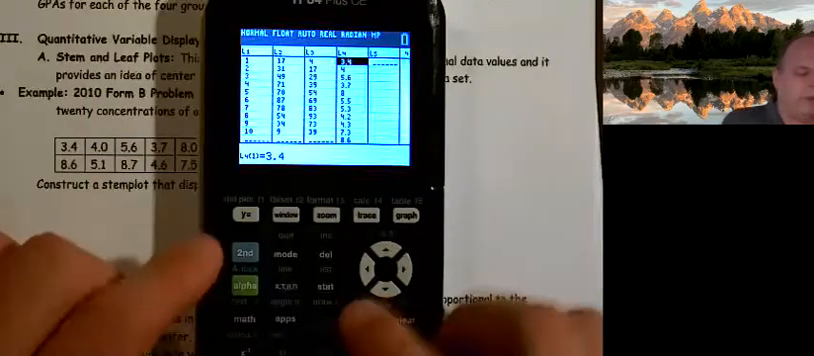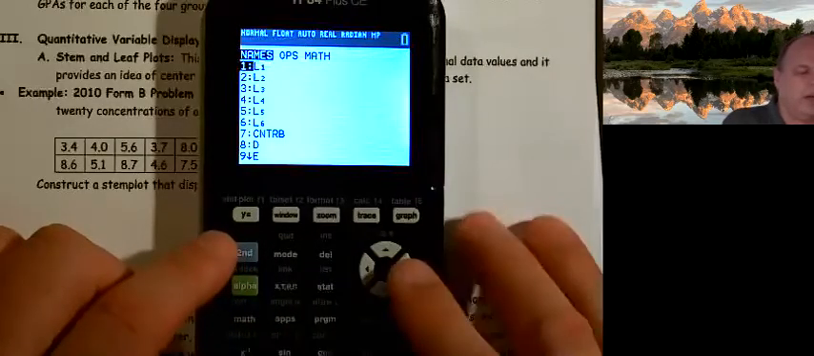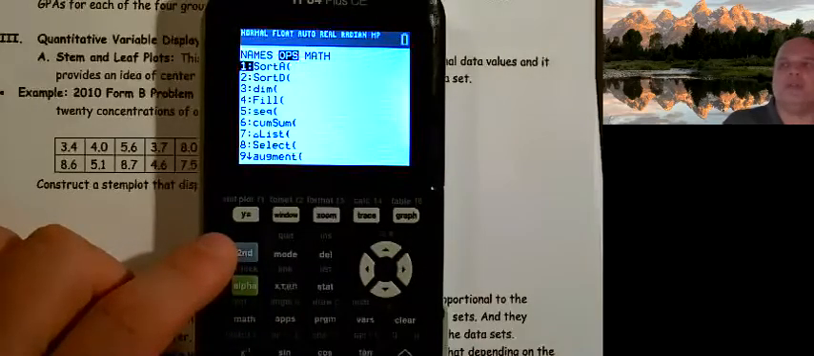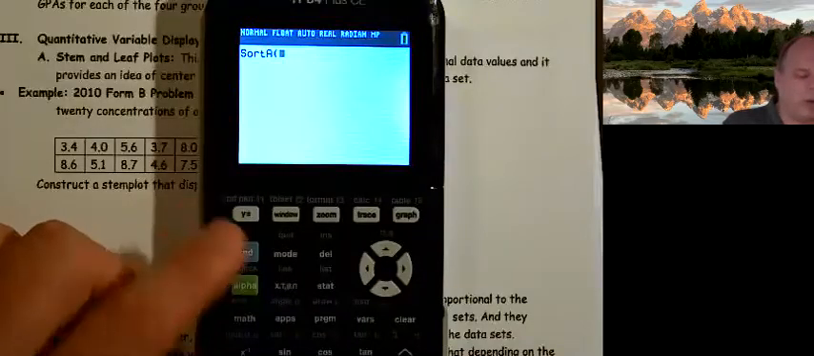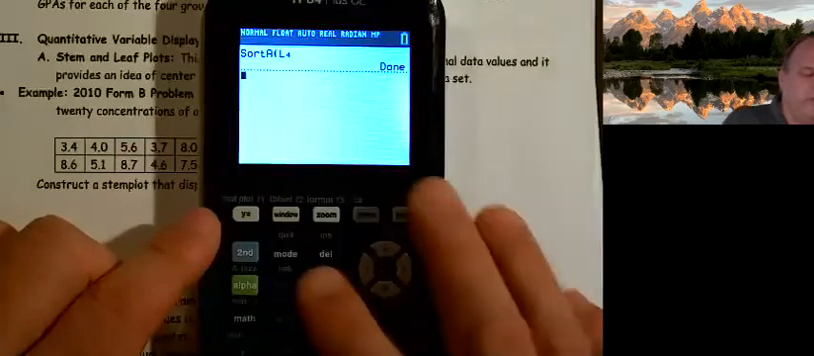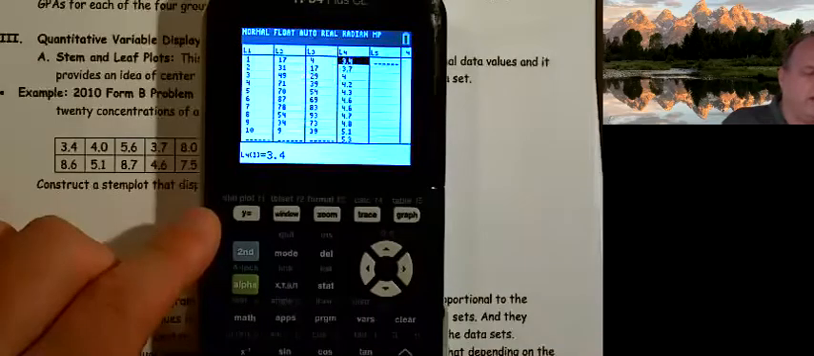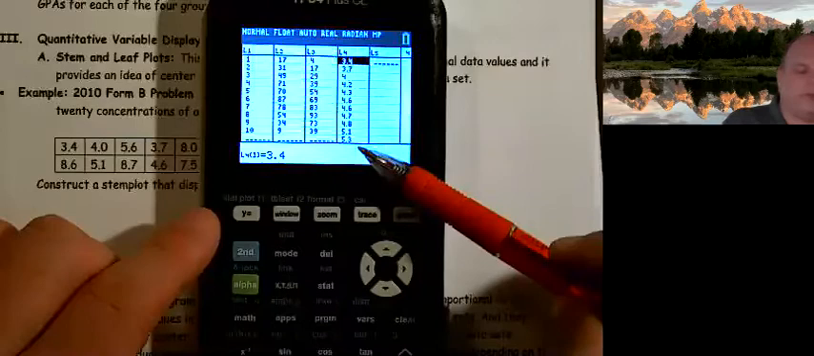And I'm going to go to second list. I move over 1 to operations, and the very first thing says sort ascending. I'm going to select that, sort ascending. And what column do I want? I want L4. And then I'm just going to press enter. It says it's done. So I go back to stat edit. And now when I look at it, it's all in order from least to greatest.